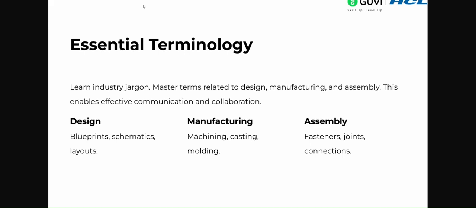So manufacturing and then assembly. In the assembly, you should know terminologies like fastener, joints, connections, because it helps you. The more you know these terminologies and this knowledge, it helps you to be a good designer, to design more optimized parts, more optimized designs. Okay.